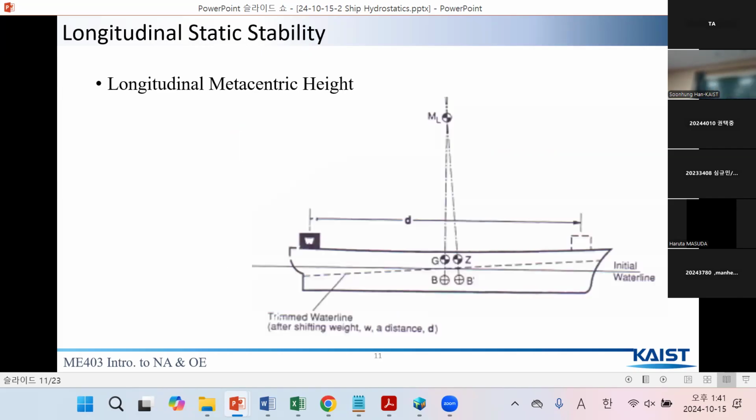Longitudinal stability is not so important, but it is important for the motion of the ship and slamming. This morning, we had a quiz on slamming, right? Slamming is when the ship is pitching as a wave is coming, and then the bottom of the ship is hit by the wave. So this is trim. Trim is important for trimming.